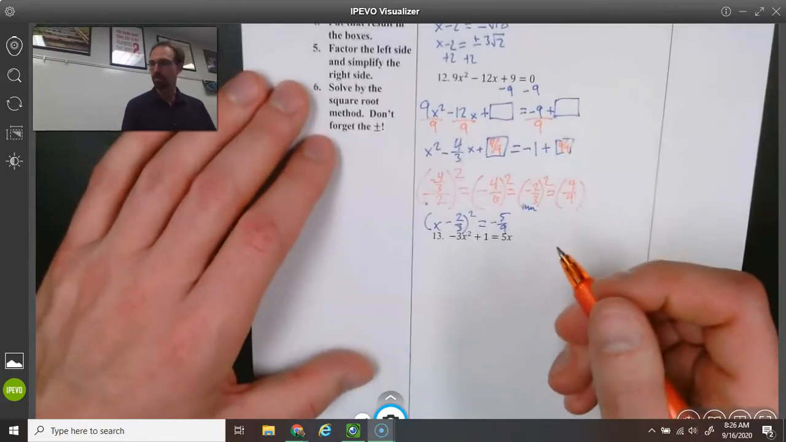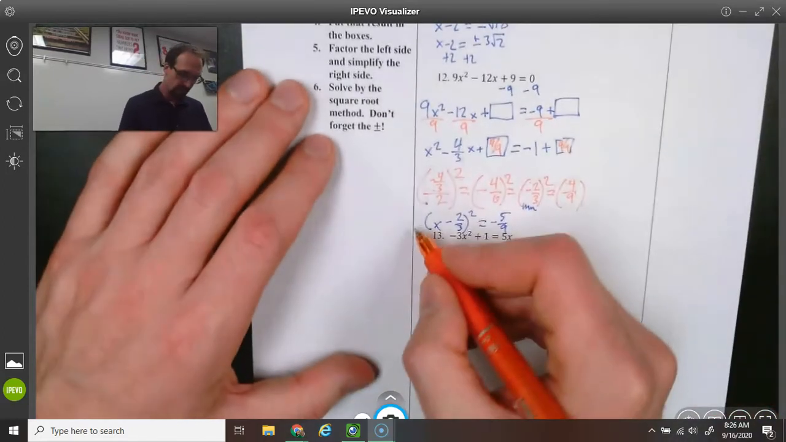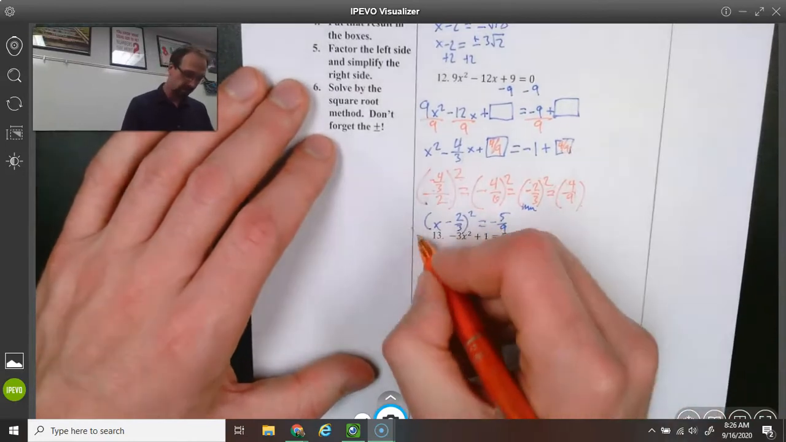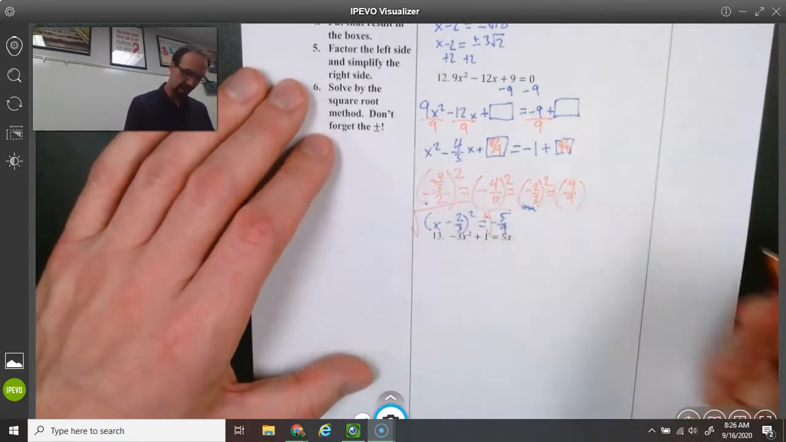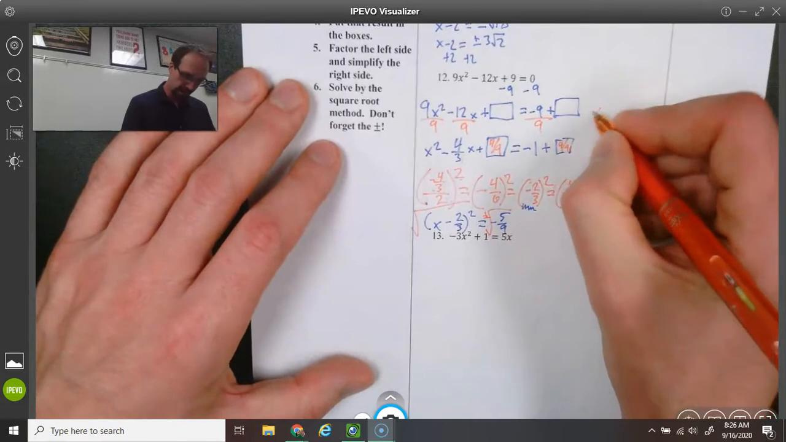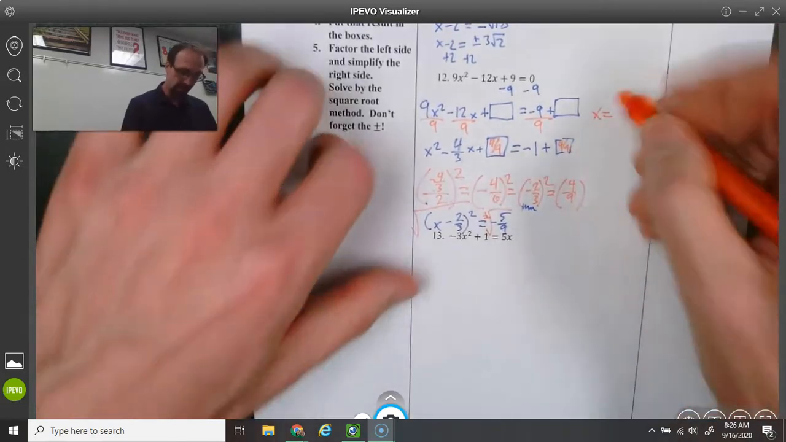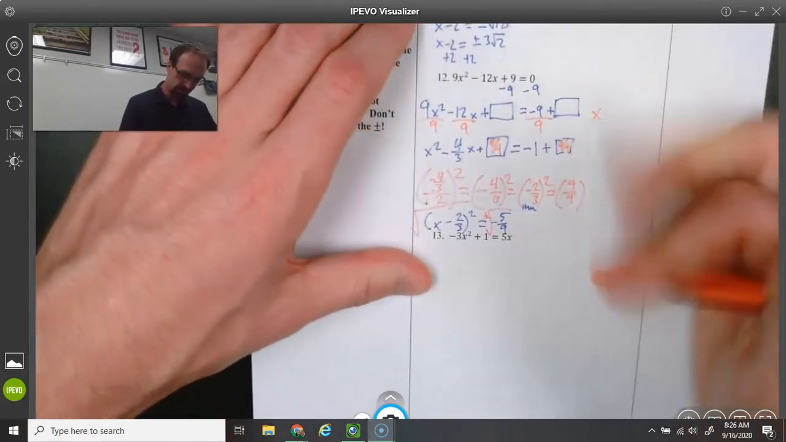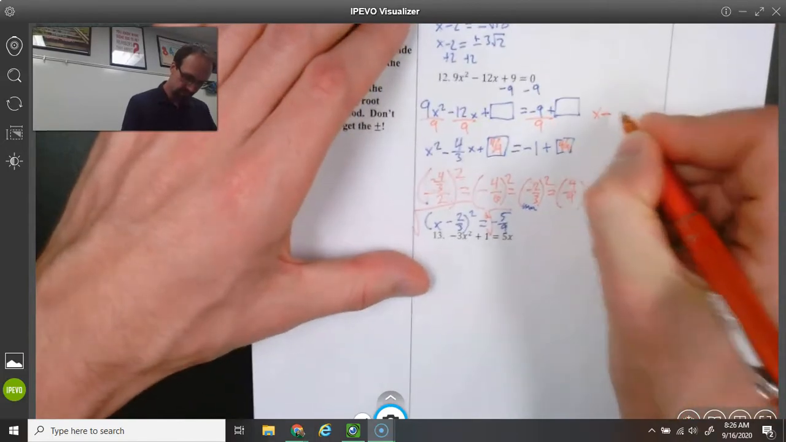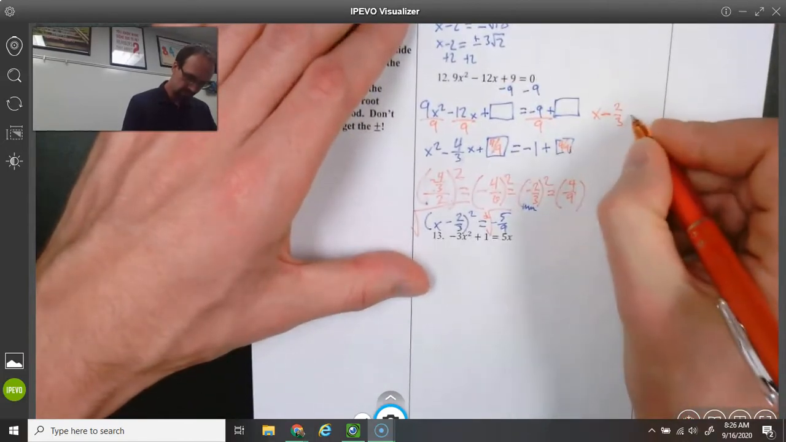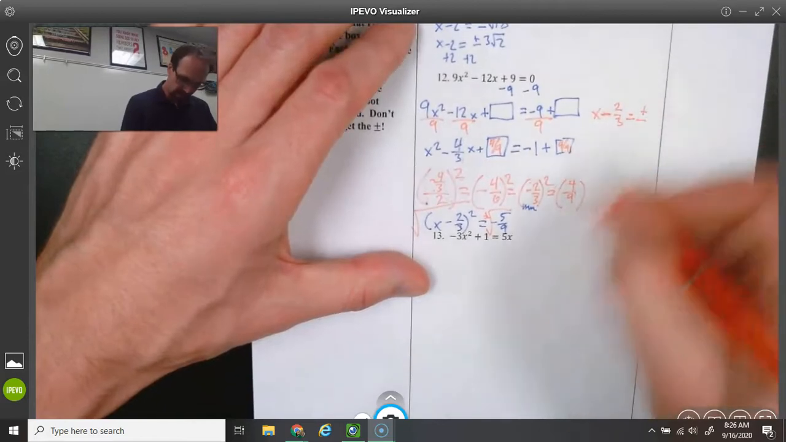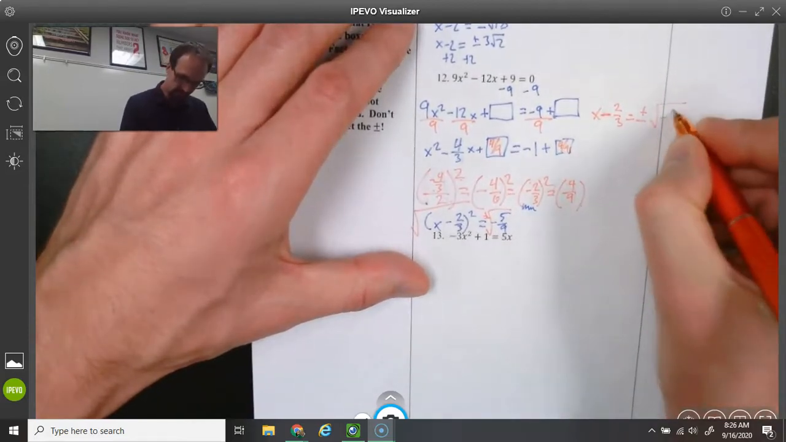Now we can take the square root on both sides. Remember, when you take the square root, you have plus or minus. So square root, plus minus. So we have x minus 2/3 is equal to plus or minus square root of negative 5/9.